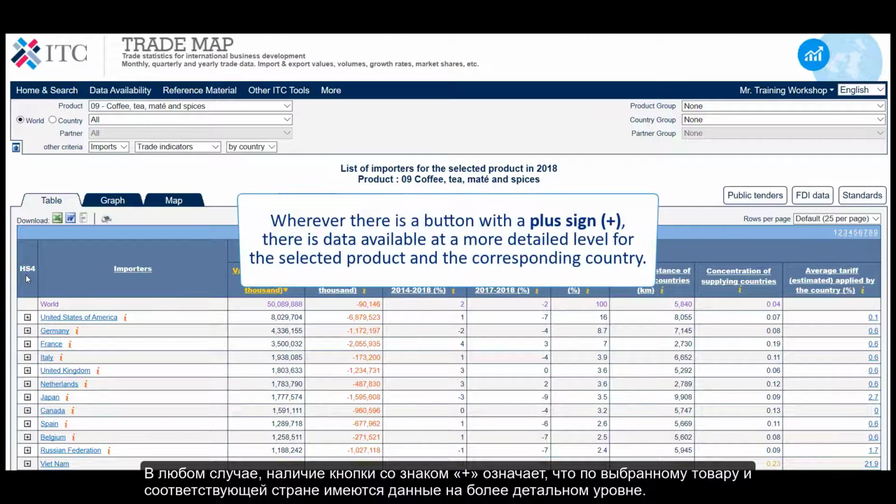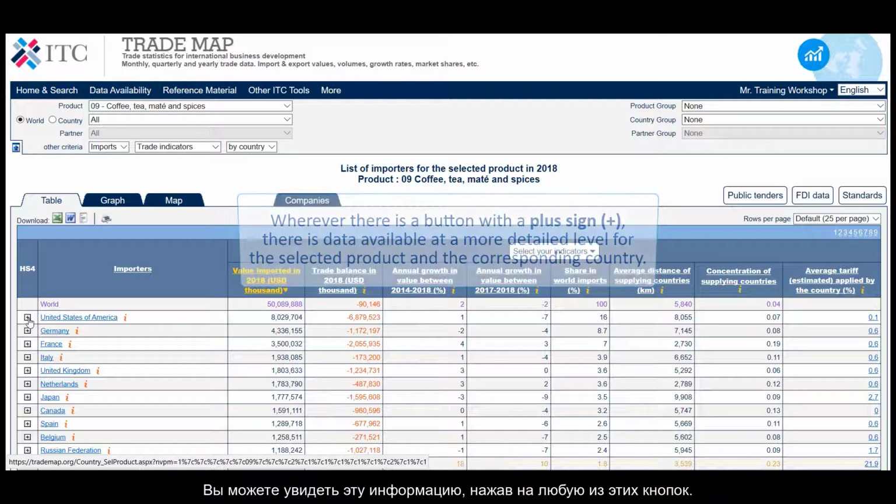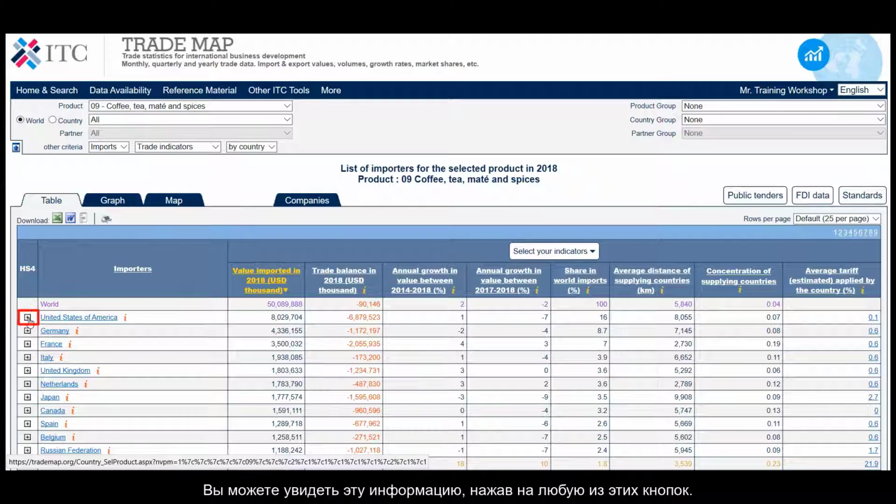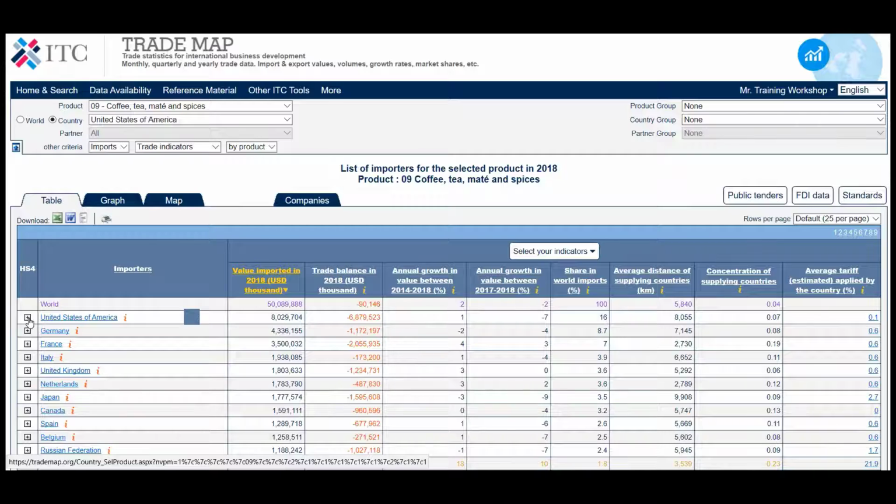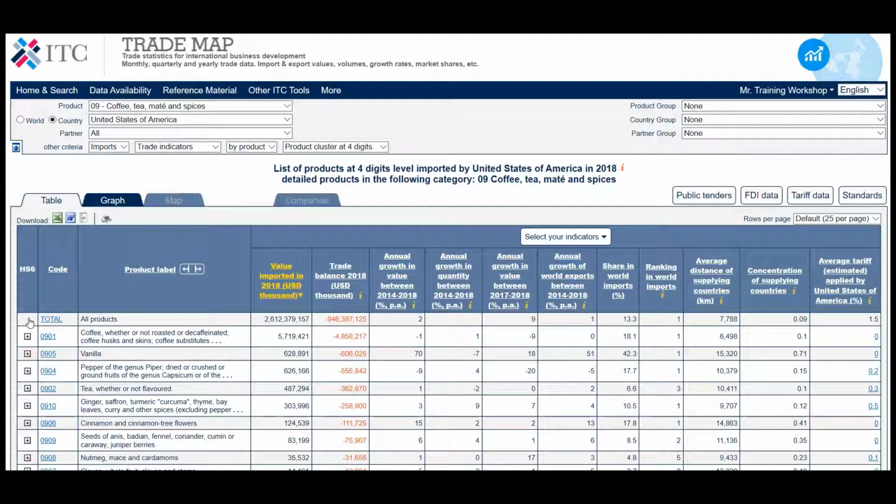Wherever there is a button with a plus sign, there is data available at a more detailed level for the selected product and the corresponding country. We can see it by clicking on any one of these buttons. Now let's go back to the table at the HS6 level.